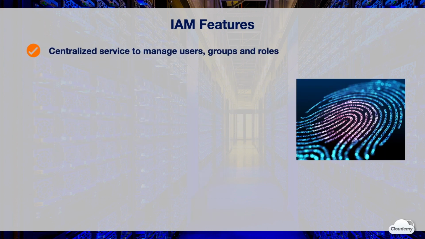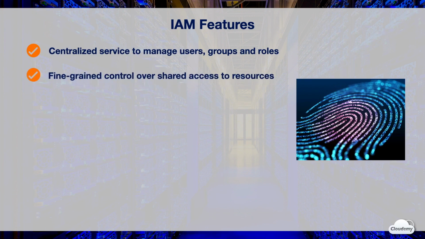IAM is a centralized service that enables you to securely manage your IAM users, groups and roles on AWS. IAM gives you fine-grained control over shared access using IAM policies. For instance, when you hire a new developer to work on databases, you can add the user to the group with permissions to those databases only. After the project finished, you can remove the user from the group.